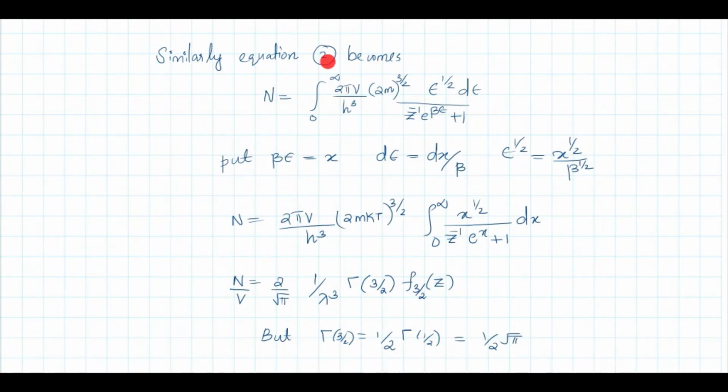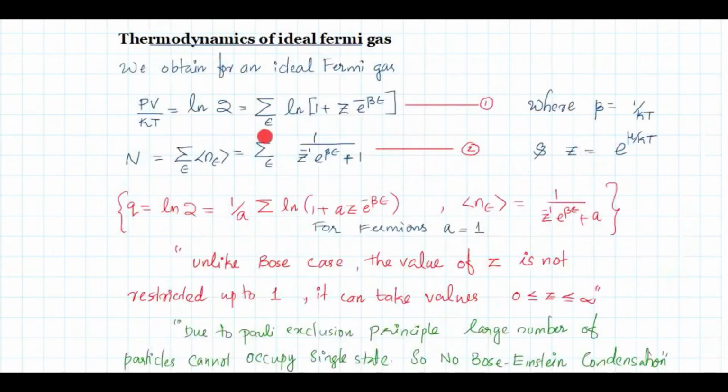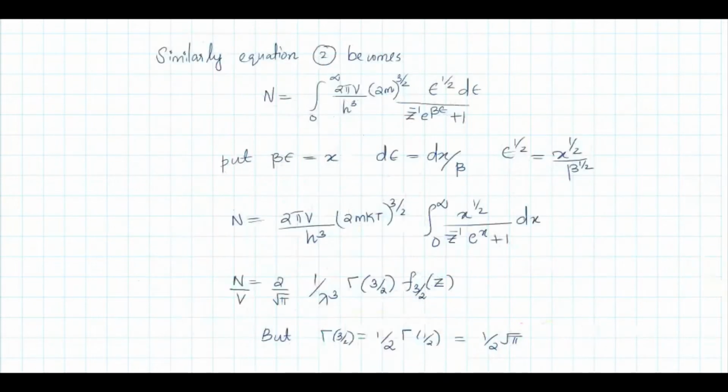Similarly, equation 2 is this one for finding the total number of particles. Here again we have a summation. If the volume is very large, we can replace this summation with an integral. So you will get N equal to integral 0 to infinity 2 pi V by h cube, 2m raised to 3 by 2, e raised to half de by z raised to minus 1 e raised to beta e plus 1. Put beta e equal to x, then de becomes dx by beta, e raised to half becomes x raised to half by beta raised to half. Substituting those values, you will get N equal to 2 pi V by h cube, 2m kt raised to 3 by 2 and this integral.